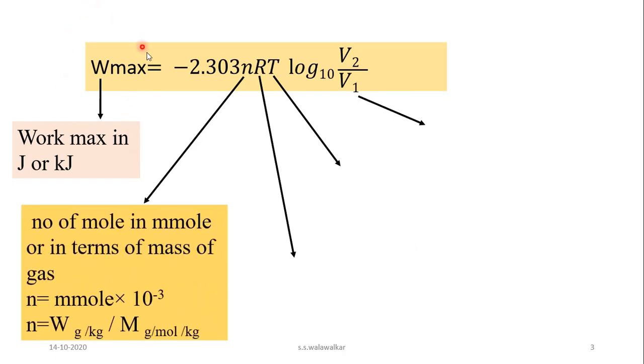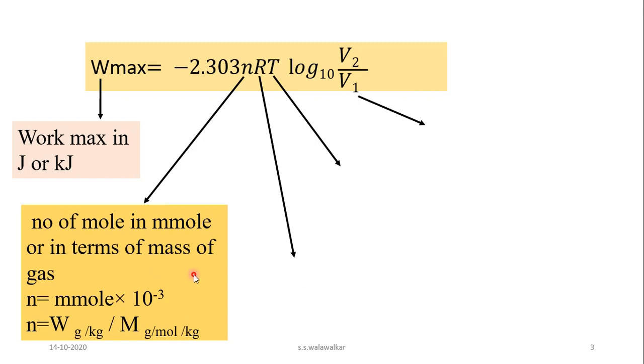The second point is that small n means number of moles. Most of the time the number of moles is directly given, and if it is, substitute this value directly in the formula. But sometimes the number of moles is given in millimoles. Then you have to convert it into moles, that is, millimoles into 10 raised to minus 3 is equal to number of moles. So multiply the number of millimoles by 10 raised to minus 3.